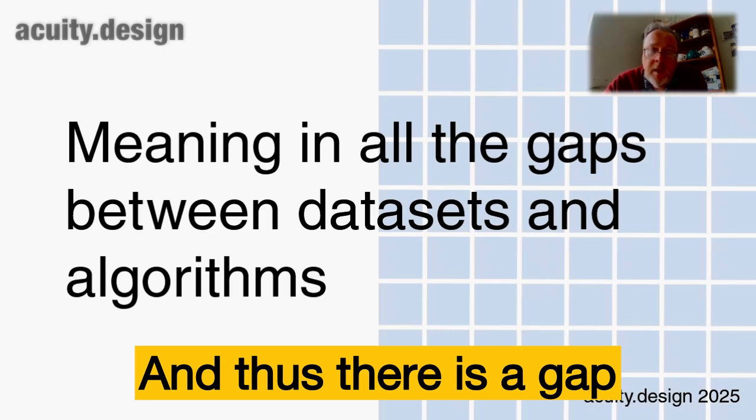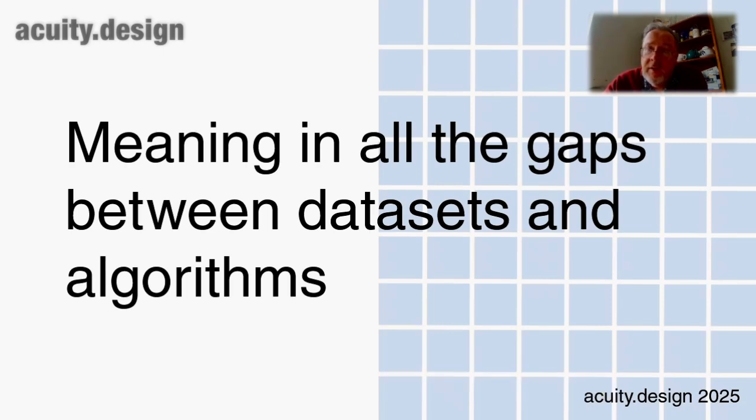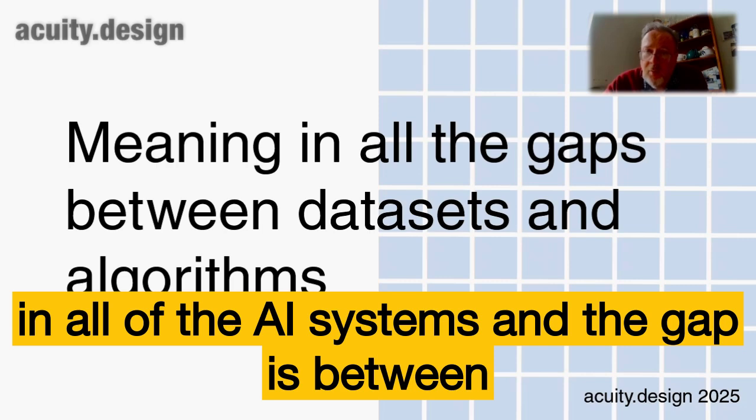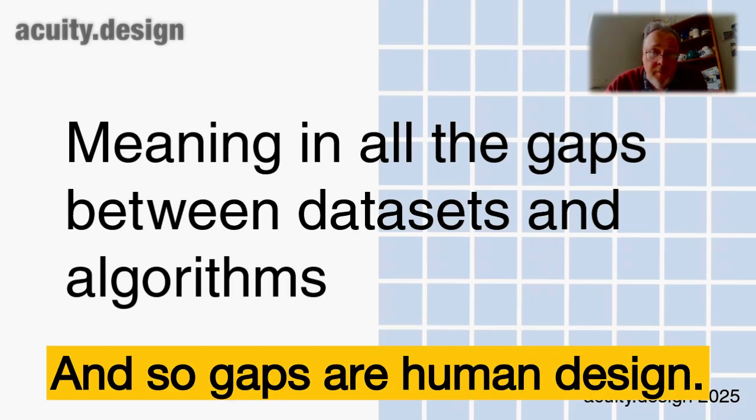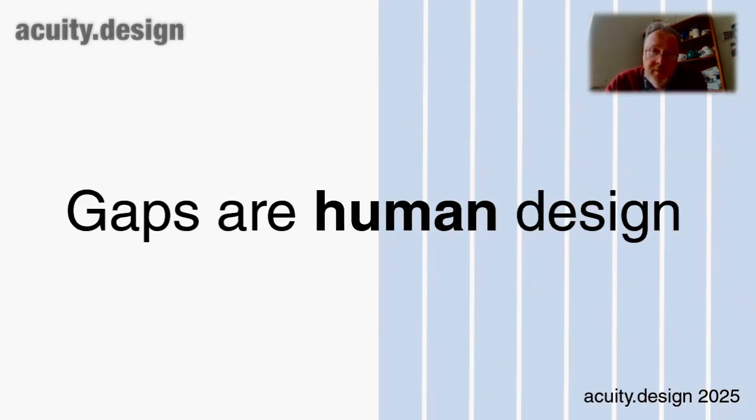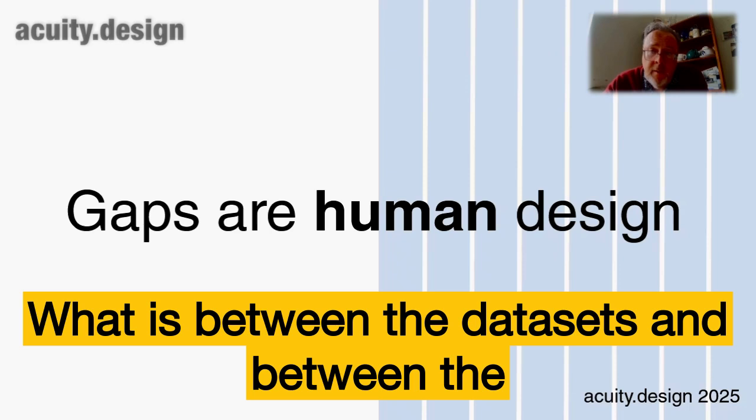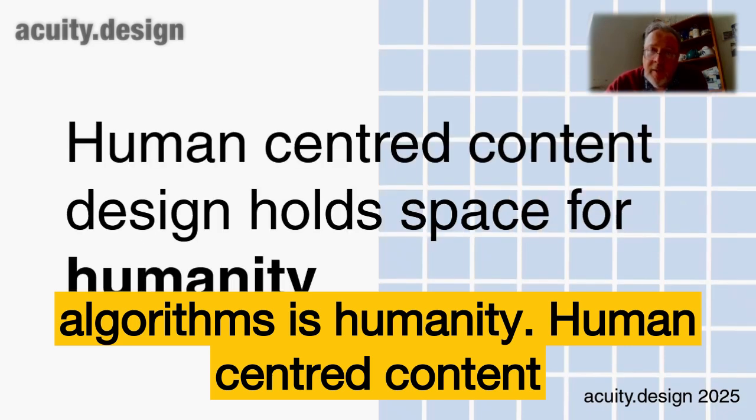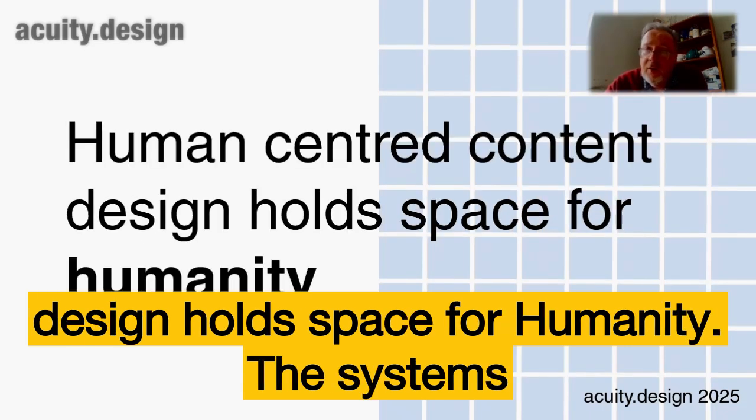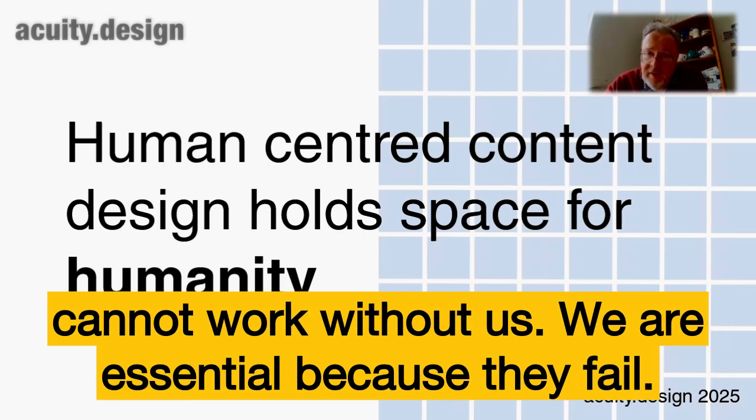And thus, there is a gap in all of the AI systems, and the gap is between the data sets and the algorithms, and the gap is humans. And so gaps are human design. What is between the data sets and between the algorithms is humanity. Human-centered content design holds space for humanity. The systems cannot work without us. We are essential because they fail.